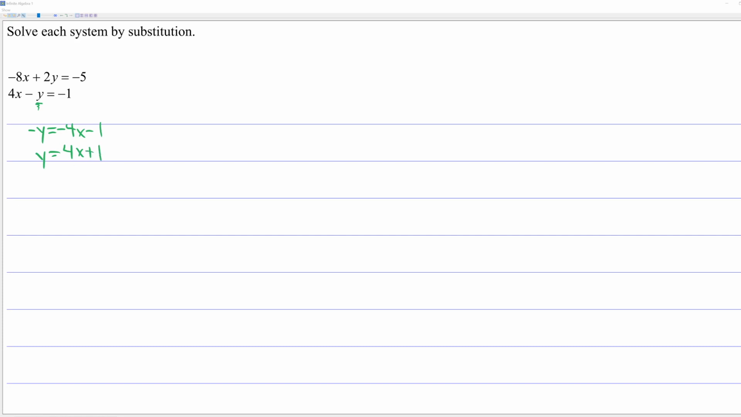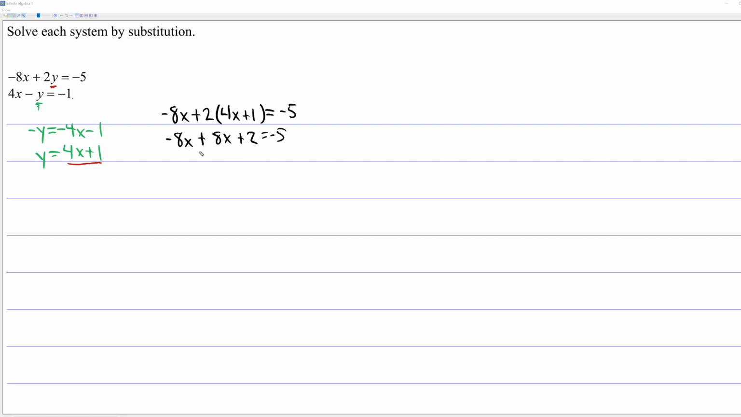So the logic of the substitution method is we have y equals 4x plus 1. That came from the second equation. So we're going to substitute into the top equation. So I have to write this down. I'll go over here this time. We have negative 8x plus 2 times y. But we know that y is 4x plus 1. That equals negative 5. So, finish solving this equation. We have negative 8x plus 8x plus 2 equals negative 5.